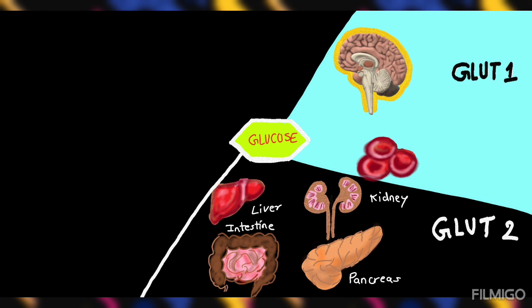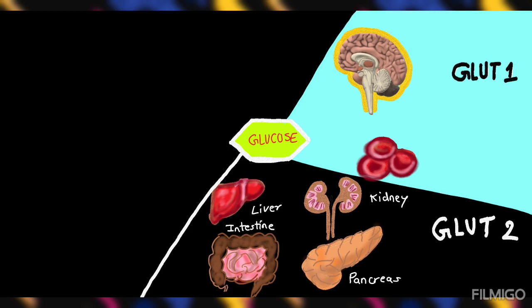And in the pancreas, as we know, Glut2 has low affinity towards glucose. It takes up the glucose only when the concentration is high. For example, after a meal the blood glucose level rises. Glut2 takes up the glucose, which triggers the pancreas to secrete insulin. So we can say that Glut2 is a precursor for insulin secretion.